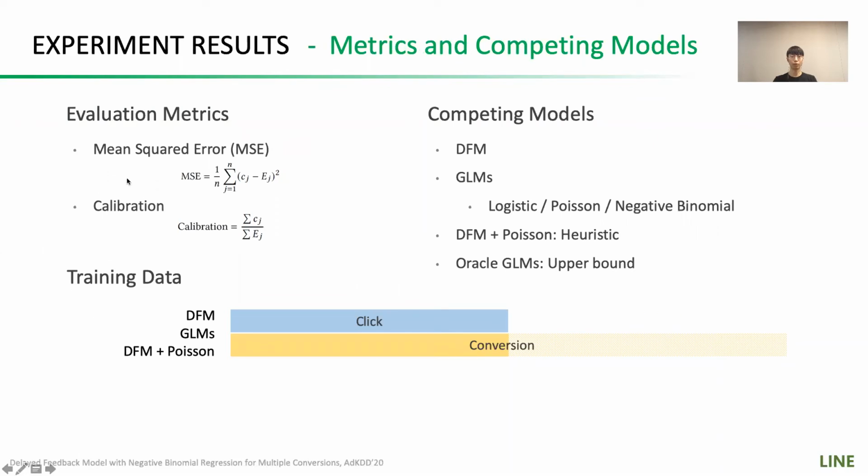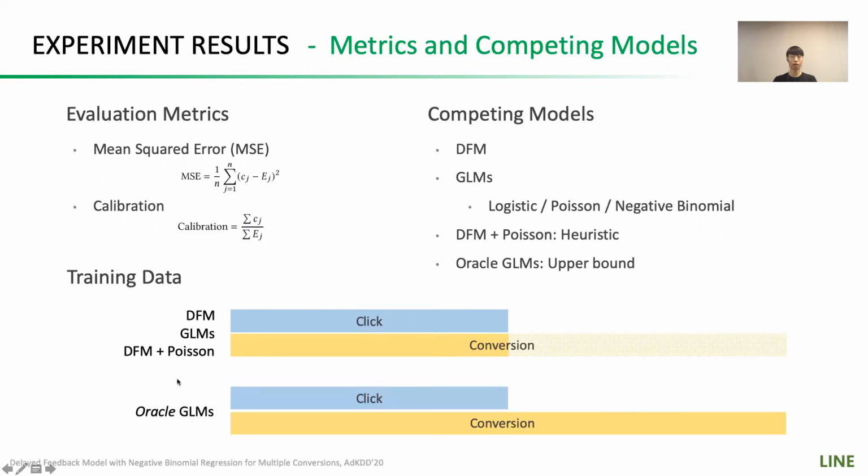We used MSE, which is mean squared error, and calibration as evaluation metrics. We compared our MBDFM to DFM, GLMs, and DFM plus Poisson. Especially, DFM plus Poisson is our first deployed heuristic for multiple conversions and is briefly explained in the paper. As described previously, only conversions that occur during the training period are used in the training set. However, in the case of Oracle GLMs, we include all conversions that occurred even after the training period, just like the test set. Therefore, those are considered as an upper bound in our experiment. Next, I will report the MSE and calibration of each model.